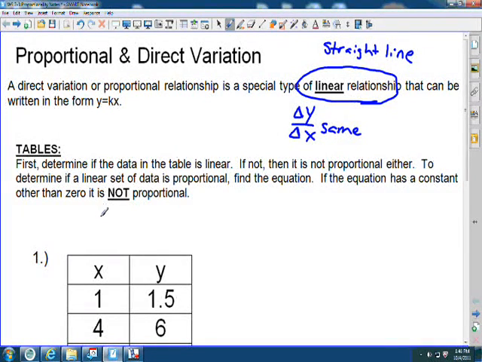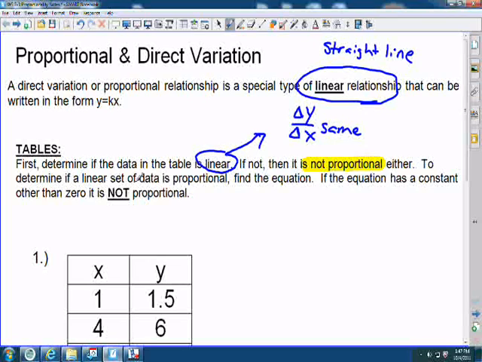Now, it says tables. The first thing you need to do is figure out if the table is linear. Again, that is what is up here. It says that if the table is not linear, then it is not proportional. Okay, so right there you can stop. If it's nonlinear, then it's non-proportional.